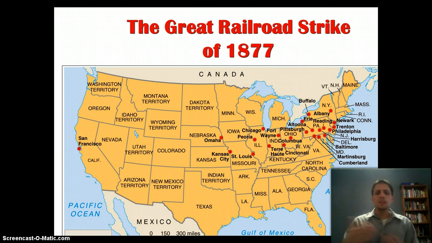So if you put it in the context of what's going on in history, 1877 should ring a bell for you in your mind as far as the year is concerned. That's the year that technically Reconstruction ended. And so they're pulling troops out of the South, but then they have to quell this violence up in the North and all these disputes that are taking place.